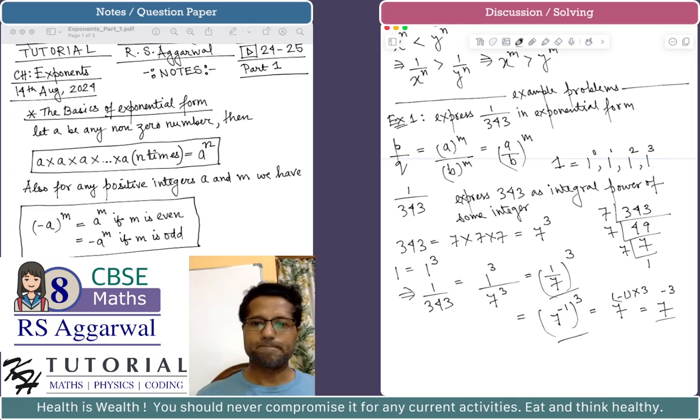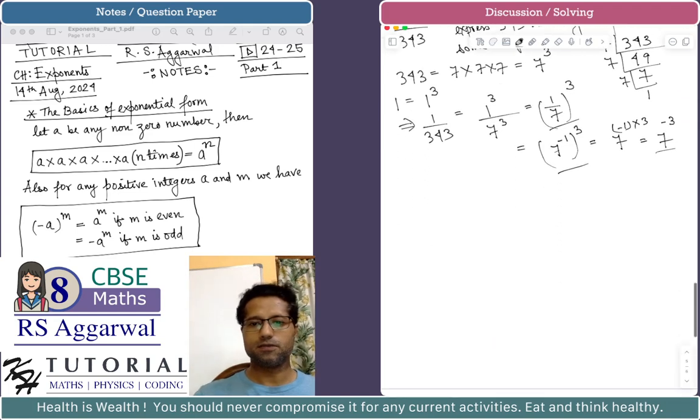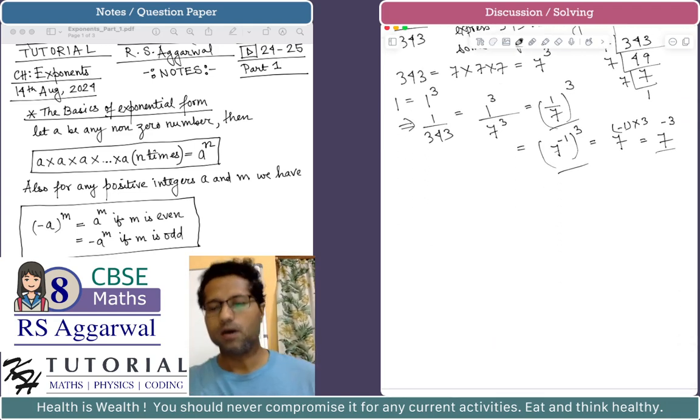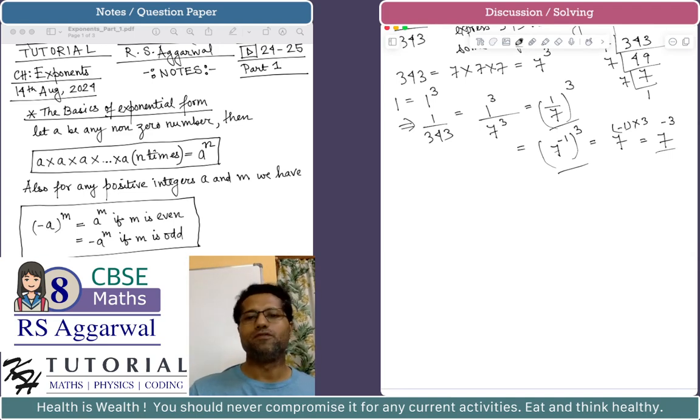Now, a question can be asked: you will be given a rational number. Let's say you are given the rational number 81 by 625. Now you will be asked, what is the base of this number? What is the base of this number?